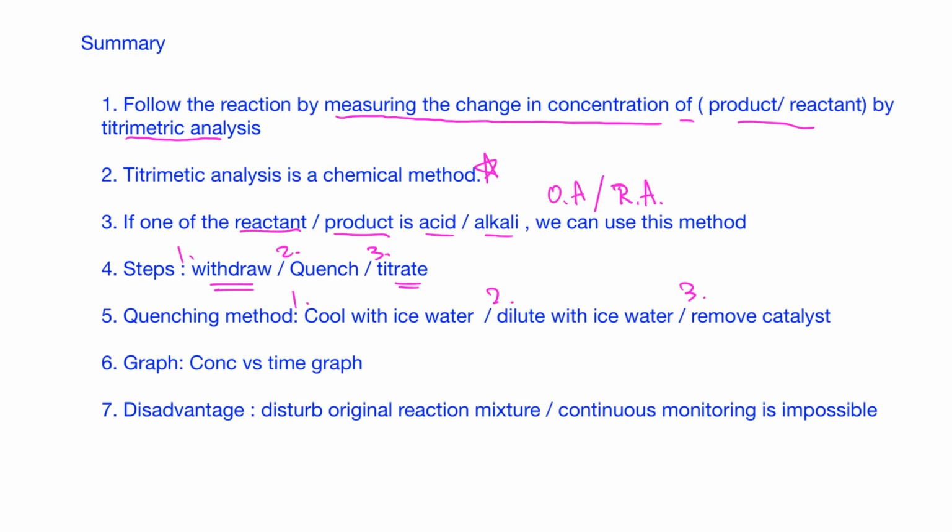And then number 6, the graph. So we have the concentration time graph. And the disadvantages: we don't want to disturb the original reaction mixture, and we also want continuous monitoring of progress. However, this seems impossible because the fastest you can do is just 2 minutes. Okay, so that's all for this video. Bye bye.